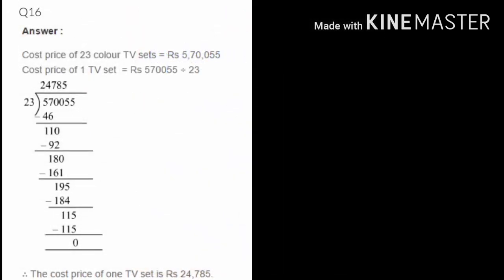So the next question is the cost price of 23 color televisions is given, which is 5,70,055, and there are 23 TV sets. We have to find the cost price of one if they are priced equally. So what we do? We divide 5,70,055 by 23, and the cost price of one TV set is rupees 24,785.